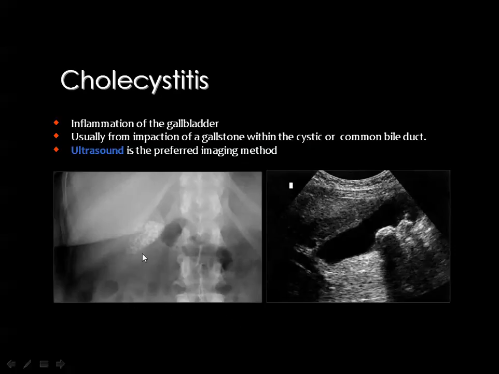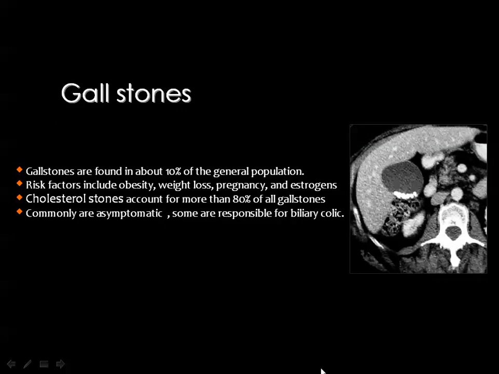And this is an example of numerous faceted radio-opaque stones in the gallbladder region, and this is an ultrasound showing the classic appearance of gallstones within the gallbladder with posterior acoustic shadowing. And in this CT scan, you can see the gallbladder with multiple numerous small radio-opaque calculi.